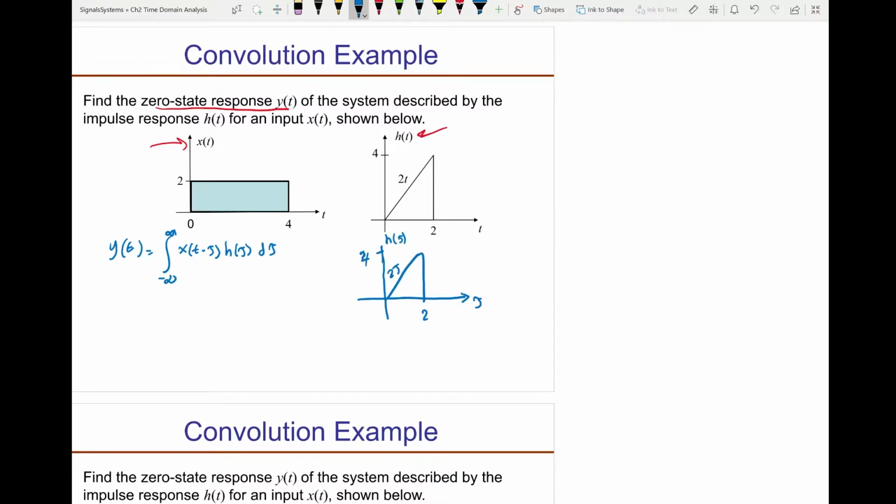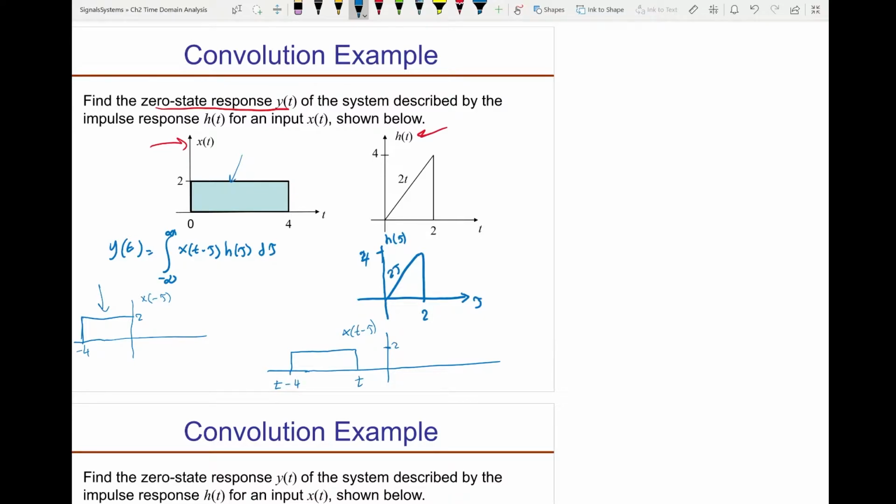Now x of t minus tau, let's first plot x of minus tau. So that means I rotate this around the vertical axis, so I get this. Now if I want to find x of t minus tau, then I shift this by the amount of t. If t is negative, I shift it to the left. If t is positive, I shift it to the right. So this will be t, and that edge is minus 4. It will be t minus 4, and this will be 2.